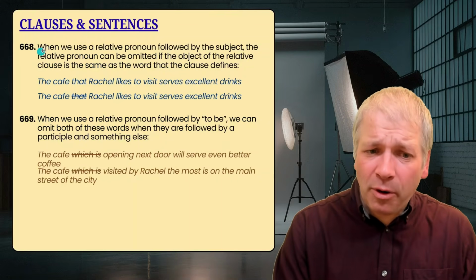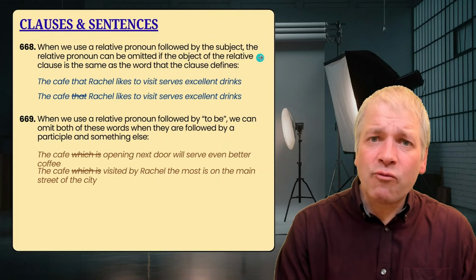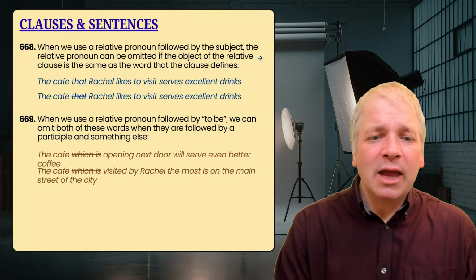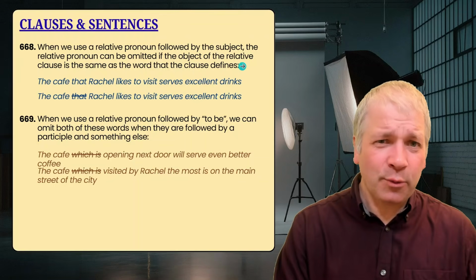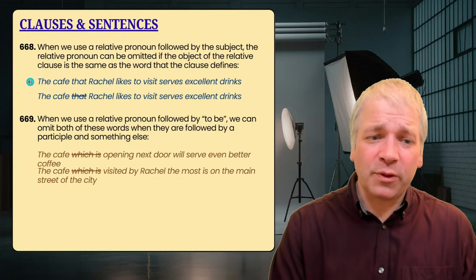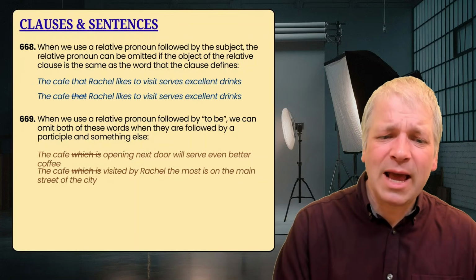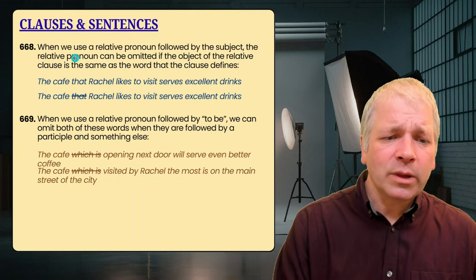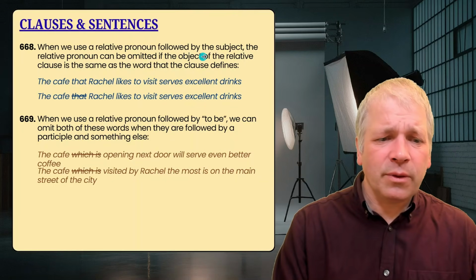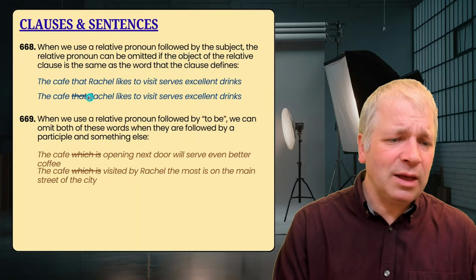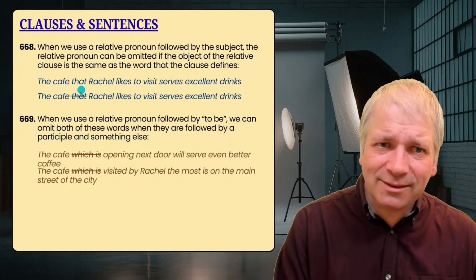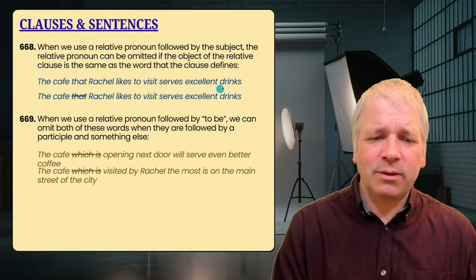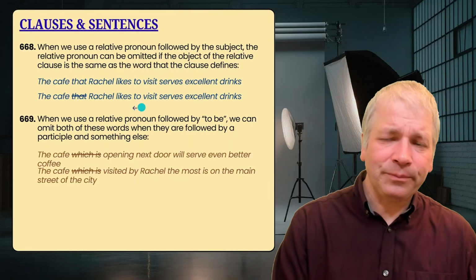When we use a relative pronoun followed by the subject, the relative pronoun can be omitted if the object of the relative clause is the same as the word that the clause defines. What do we mean here? Look at the examples. The cafe that Rachel likes to visit serves excellent drinks. Well, the relative pronoun is the same as the object here. So the cafe that refers to the cafe. So we could delete it. The cafe Rachel likes to visit serves excellent drinks.